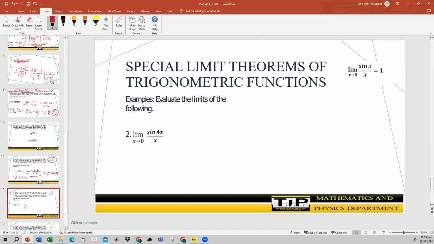Okay, how about this now? What if we're asked to evaluate the limit of sine 4x over x as x approaches 0? In this case, our goal is to make the denominator equal to 4x. But how are we going to do that? In that case, we'll try to rewrite first the given. So that's the limit of sine 4x over x as x approaches 0.